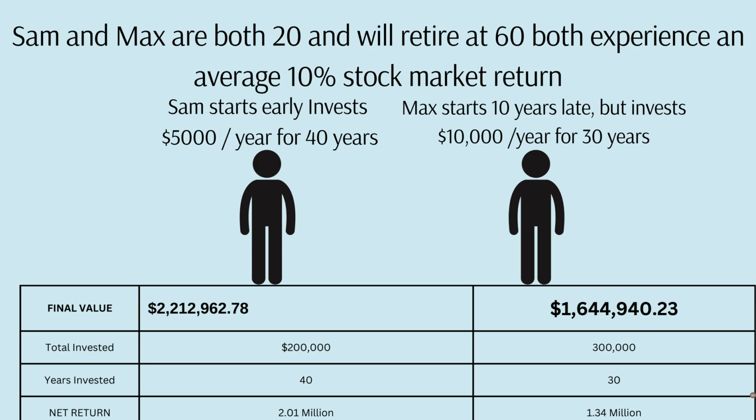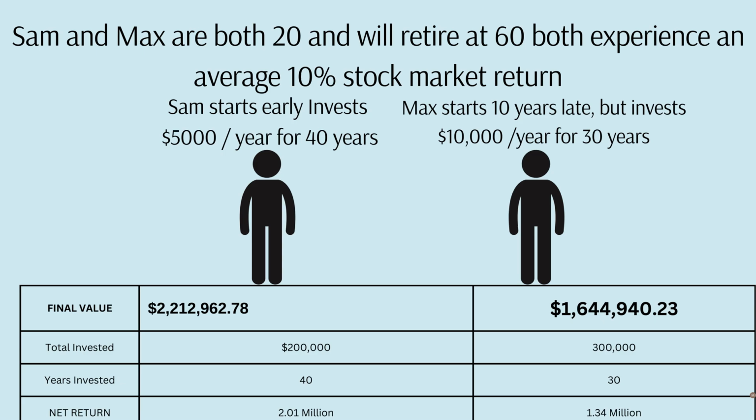But an average of a 10% stock market return is attainable based off the history that has been seen, and starting early helps significantly. As you see, Sam continues the investments for 40 years, but he overall invests less than Max did, but he has way more money at the end.